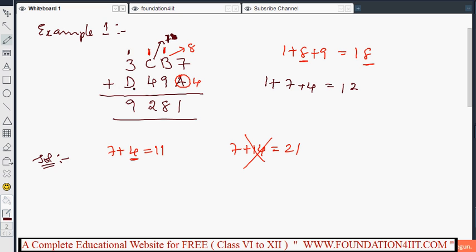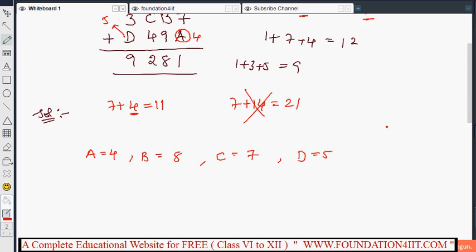Then 1 plus 3 plus d is equal to 9. So d compulsorily should be 5, because 1 plus 3 plus 5 is equal to 9. So in the place of d, it should be 5. Only by carrying over, we need to guess the number. So now a is equal to 4 and b is equal to 8, c is equal to 7 and d is equal to 5. You can verify also again by taking the digits in the place of letters. This is the addition process.